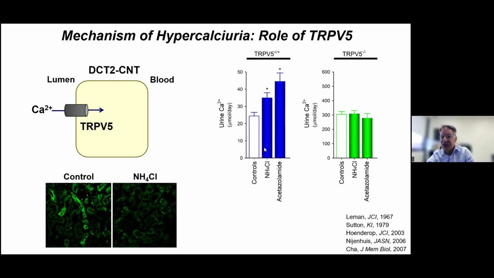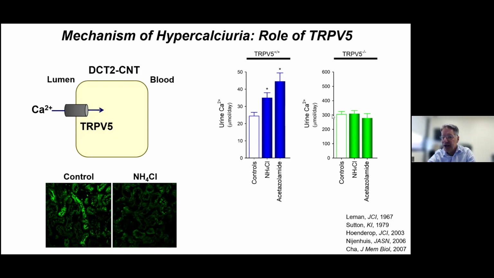So this is just an example. In a normal mouse, and forget the units, you have control mice with this calcium excretion. You give ammonium chloride, it goes up. Acetazolamide, remember, causes a proximal RTA. Again, you get a metabolic acidosis, and what you see here is more calcium excretion. And the proof that it's not due to bone is in the next slide. First of all, if you look at the knockout mouse without TRPV5, look at the baseline calcium excretion. This is just a knockout mouse, normal acid-base status, missing TRPV5.